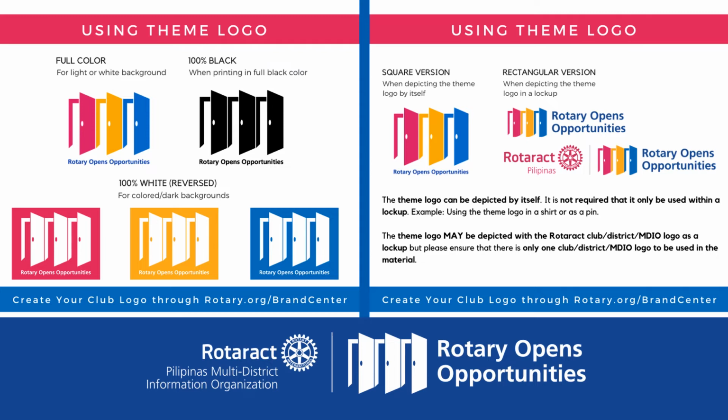The theme logo can be depicted by itself. It is not required that it only be used within a lockup. Example, using the theme logo on a shirt or in a team. The theme logo may be depicted with the Rotary Club, District, MDIO logo as a lockup, but please ensure that there is only one club, district, MDIO logo used in the material.